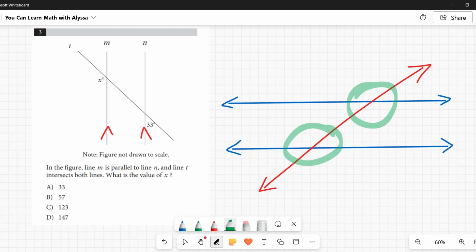Things like that, because you're using them in proofs and theorems. You do not need to know those names for the SAT. Here is what you need to know. It's just the corresponding angles part.